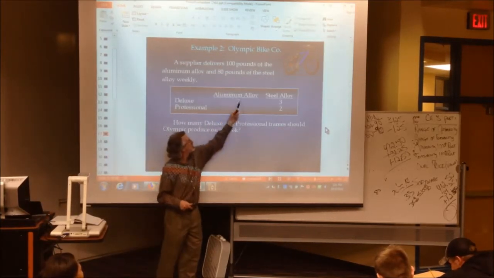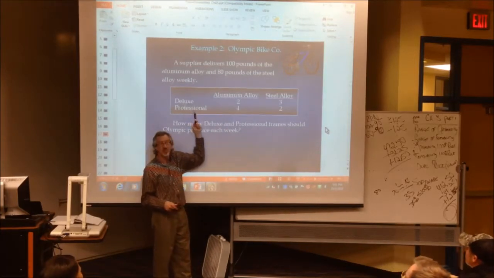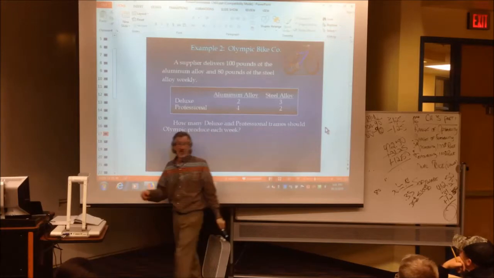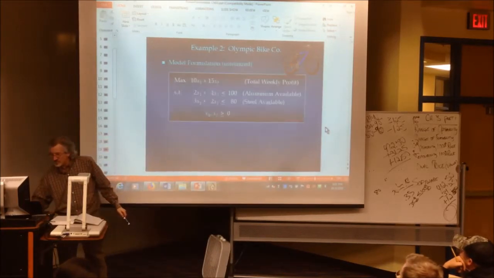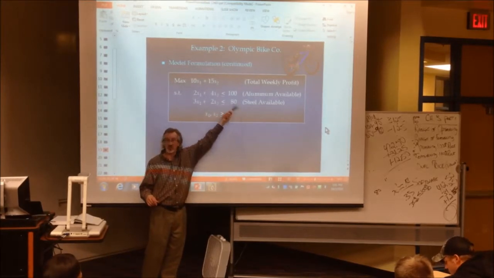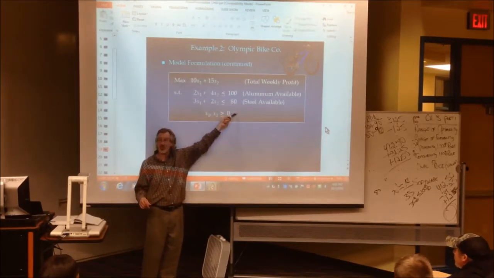Each frame uses 2 and 4 aluminum. Each frame uses 3 and 2 pounds of steel. So you write that as a constraint for the steel. 3 pounds, 2 pounds, less than or equal to 80.